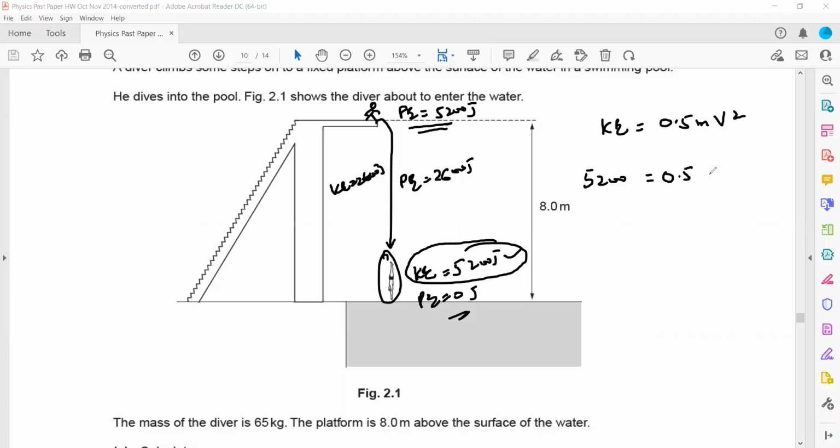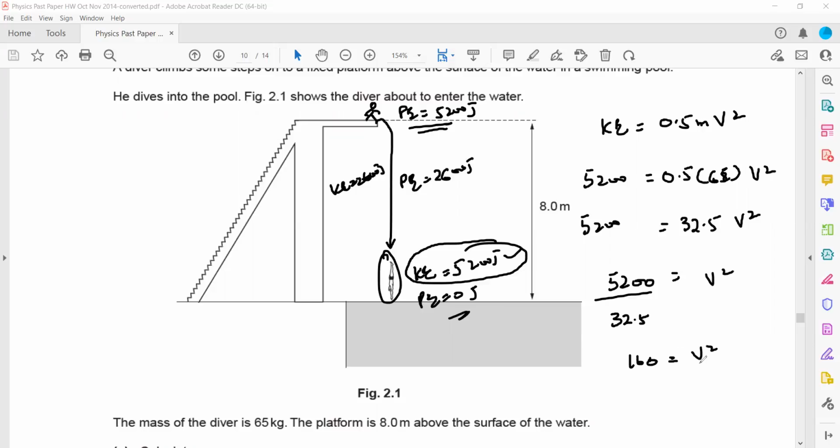0.5, the mass is given, 65, into v square. So 0.5 into 65 is 32.5. So 32.5 times v square equals 5200. 32.5 is multiplied, so on the other side it will be divided. So 5200 divided by 32.5, which is 160.